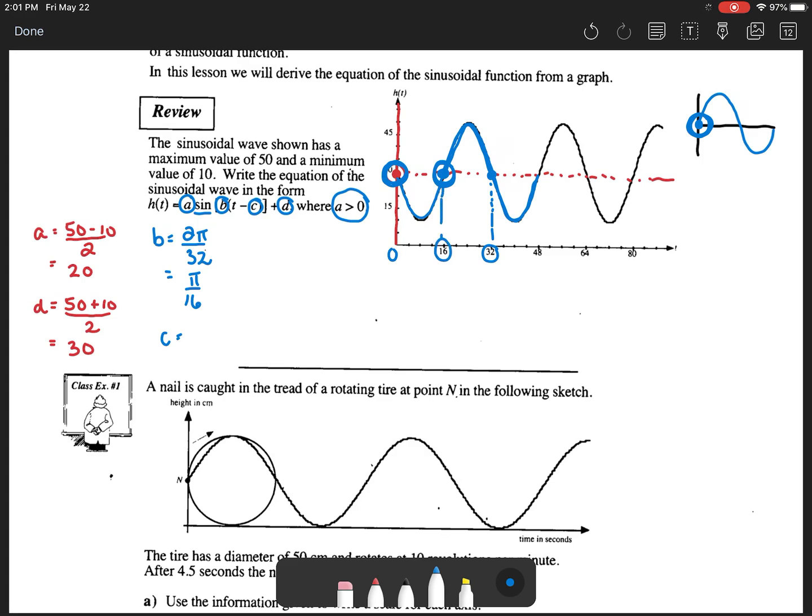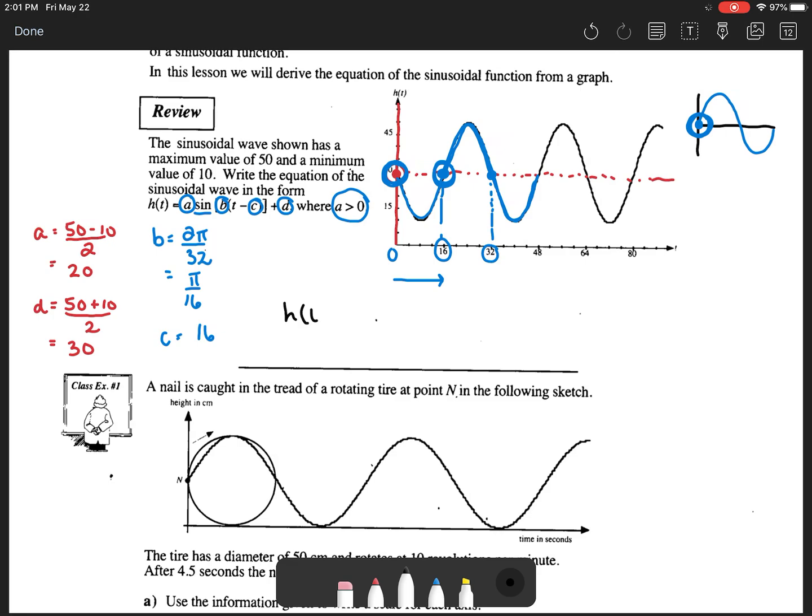But it's starting here, and this point is right here at 16. So the graph has shifted 16 units to the right. So the graph has gone 16 units to the right, from here to here. 16 units to the right.